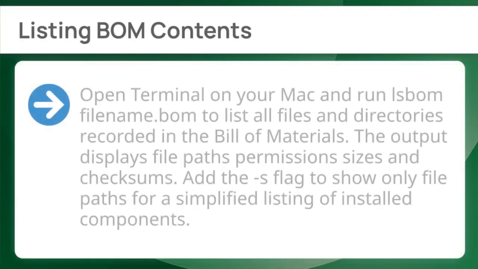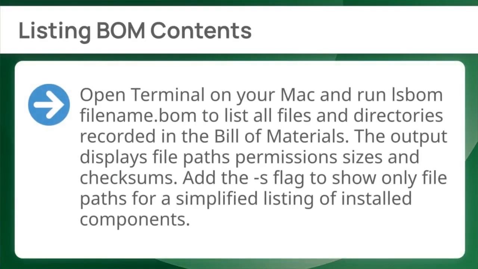First, listing BOM contents. Open Terminal on your Mac and run lsbom filename.bom to list all files and directories recorded in the bill of materials. The output displays file paths, permissions, sizes, and checksums. Add the -s flag to show only file paths for a simplified listing of installed components.